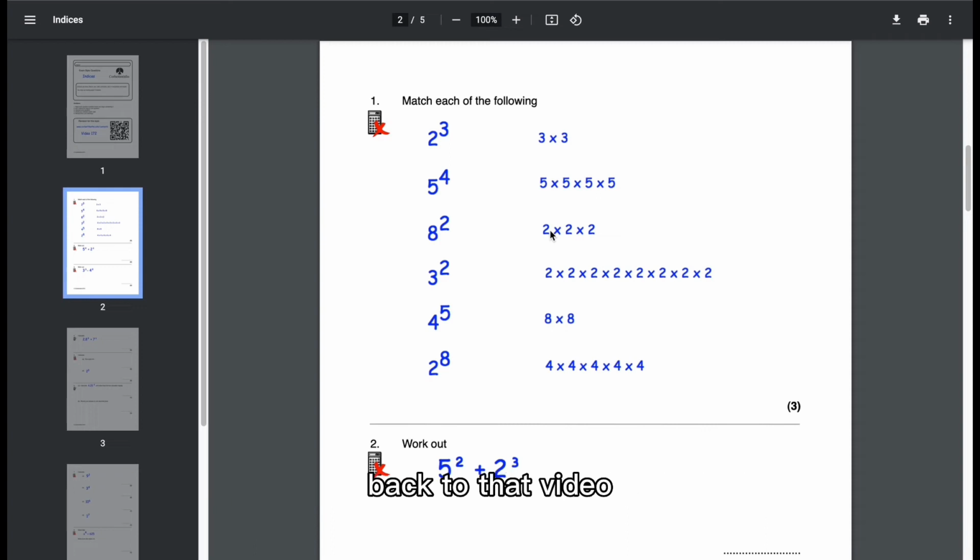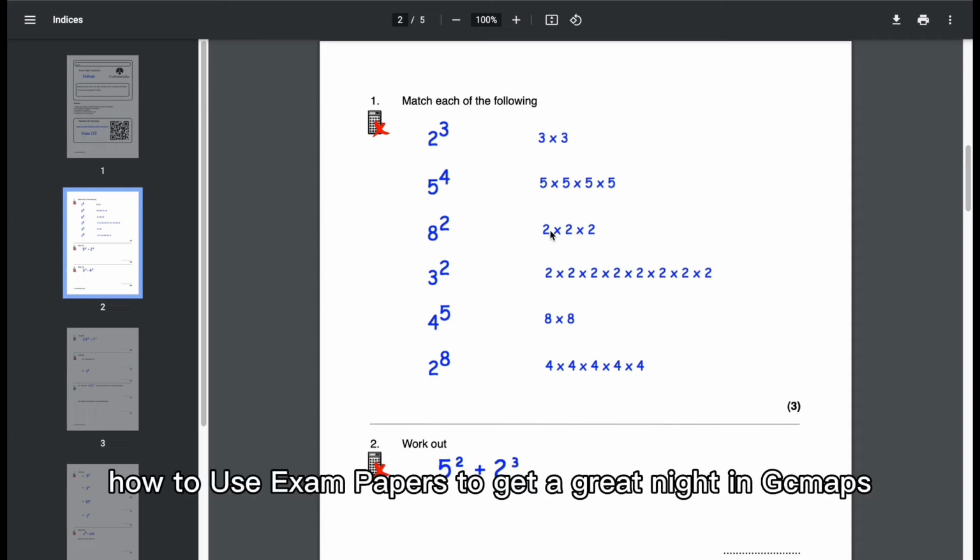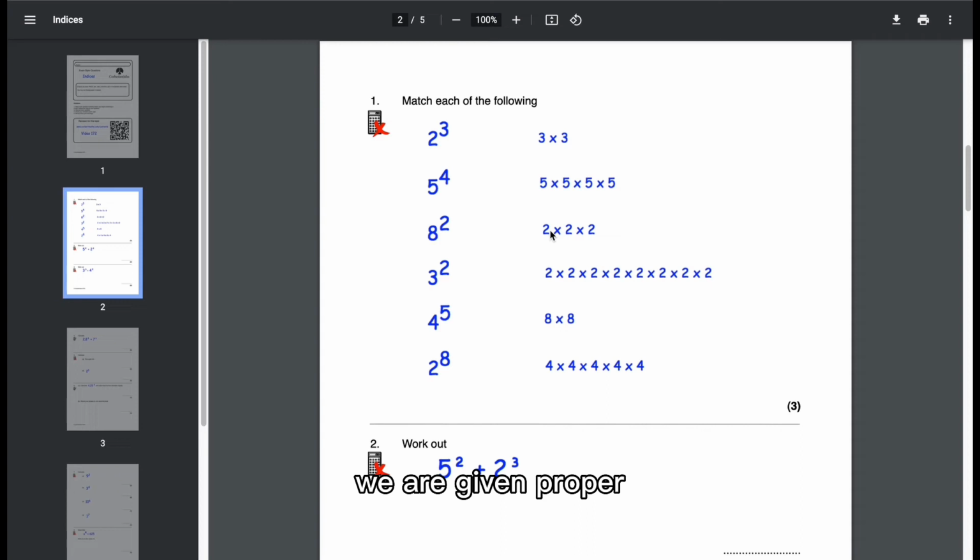That's why I keep referring back to that video, how to use exam papers to get a grade 9 in GCSE Maths. We'll give a proper outline, but since we're looking at what to revise for GCSE Maths, it does kind of tie in with that topic.